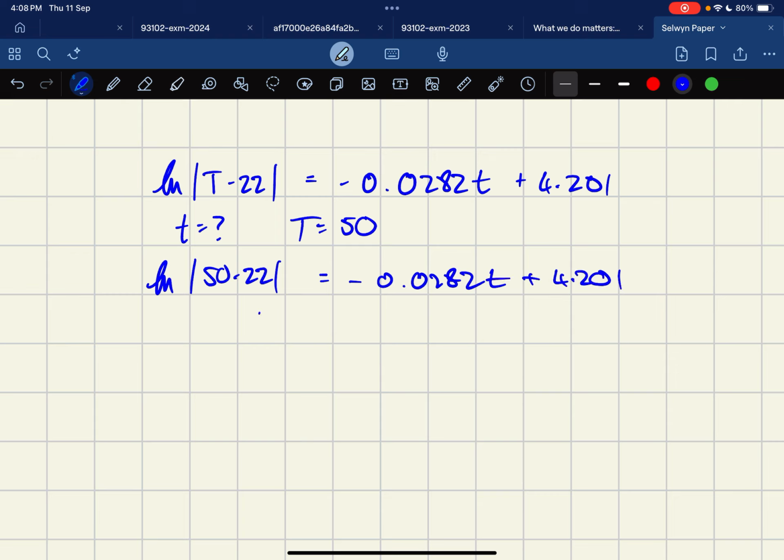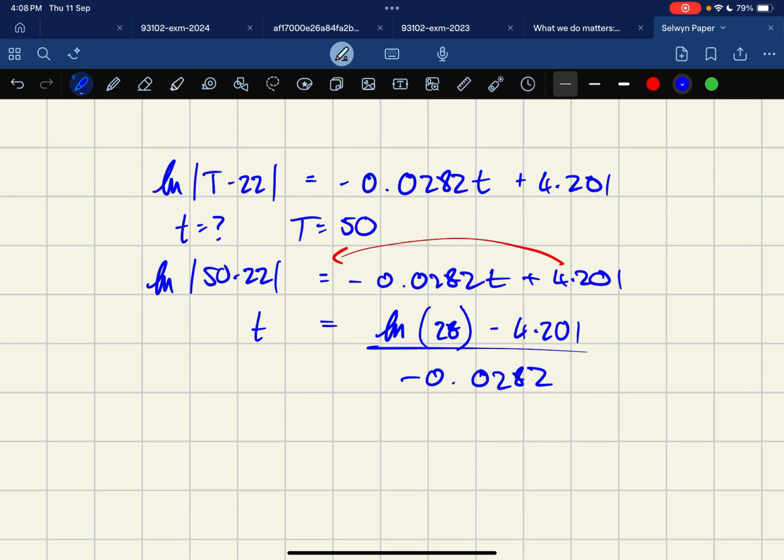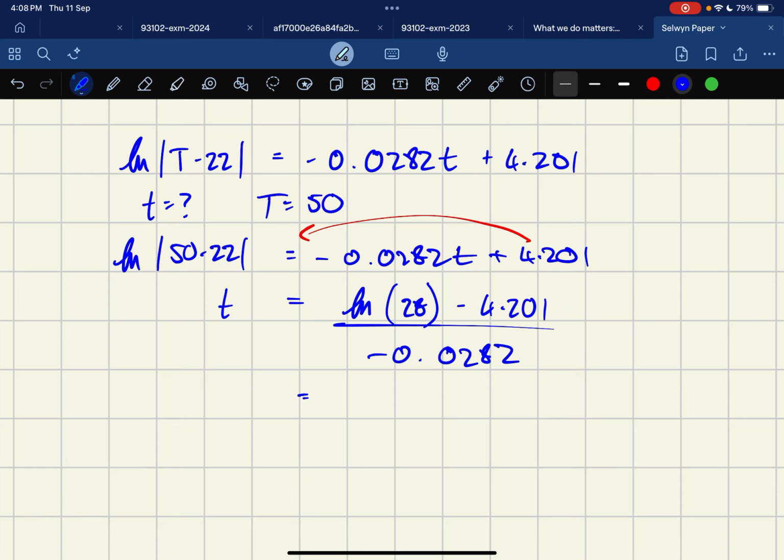Solving for t, ln of 50 minus 22 is just ln of 28. I bring the 4.201 to the other side, so I have minus 4.201, and then divide both sides by negative 0.0282. So ln of 28 minus 4.201, divided by negative 0.0282, gives me 30.8 minutes. That's my answer.